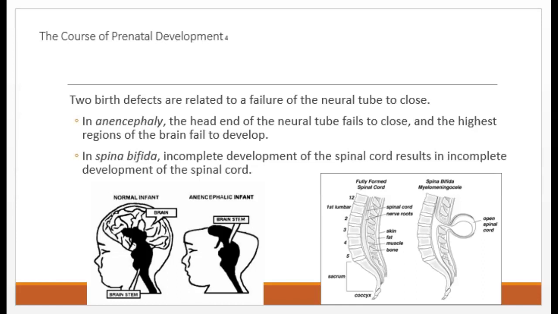In spina bifida, incomplete closure of the neural tube results in incomplete development of the spinal cord. This results in various degrees of paralysis in the lower limbs.